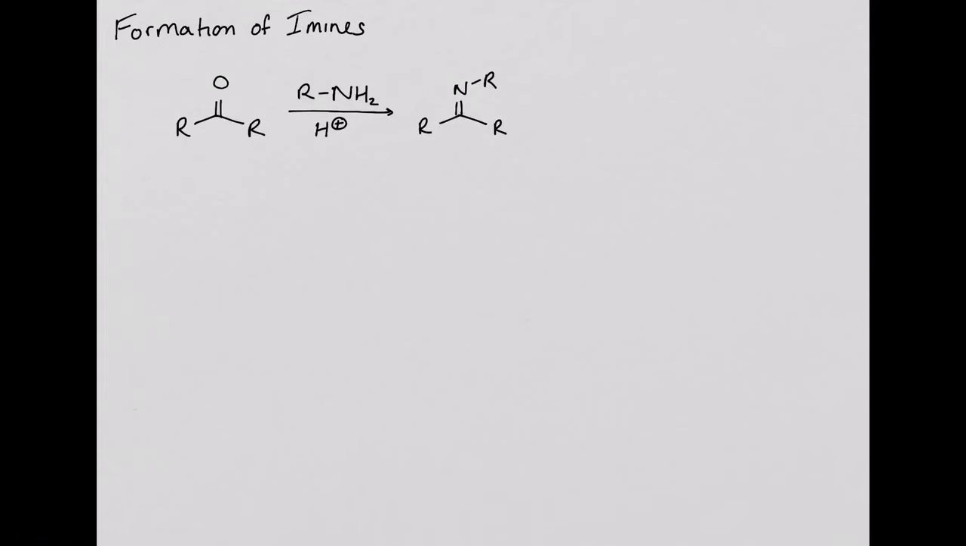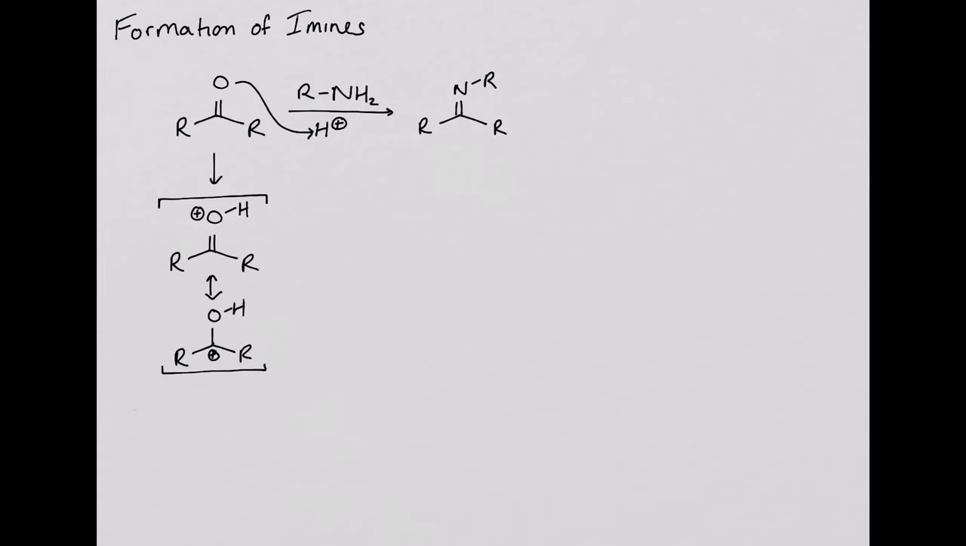In the first step of the mechanism, the carbonyl oxygen attacks the proton, forming the protonated carbonyl and increasing the electrophilicity of it. This protonated carbonyl has a resonance structure, which helps us to understand why protonation of the carbonyl makes the carbon of the carbonyl more electrophilic.